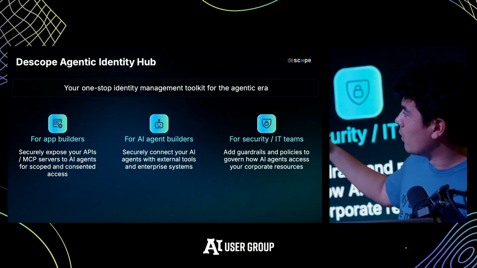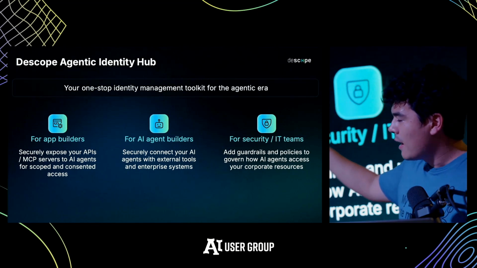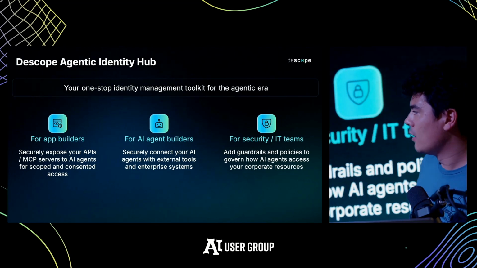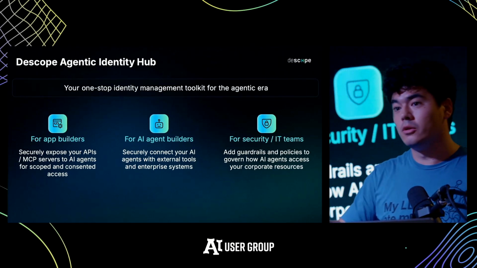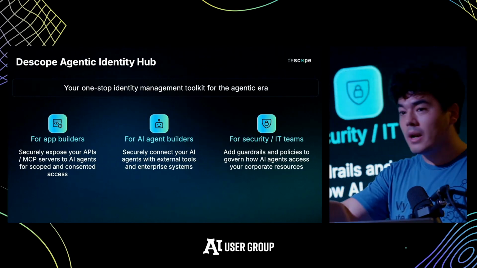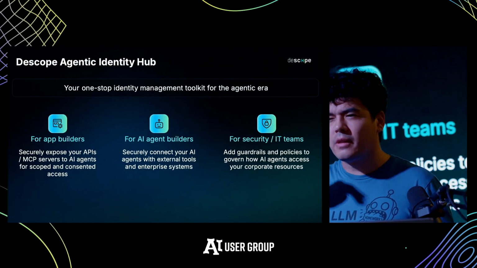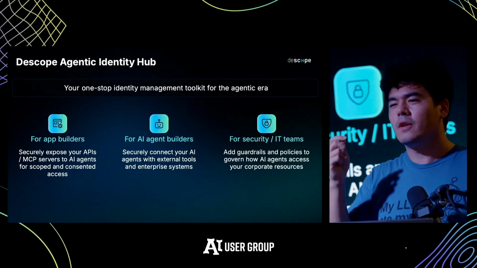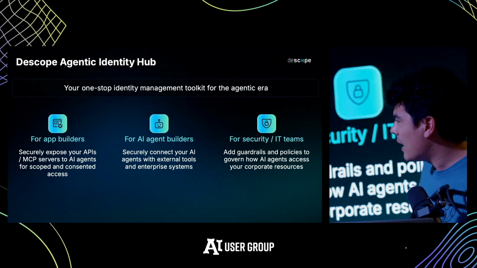So when we talk about our agentic identity offering, we call it the Agentic Identity Hub, and there's three main bullet points of use cases for this product. The first is we want to make it really easy for you to expose all of your existing APIs, everything that exists within your product, to an AI agent through an MCP server, and provide that third layer that I talked about before, which is to define and give consented access to specific scopes, specific tools, and specific APIs.